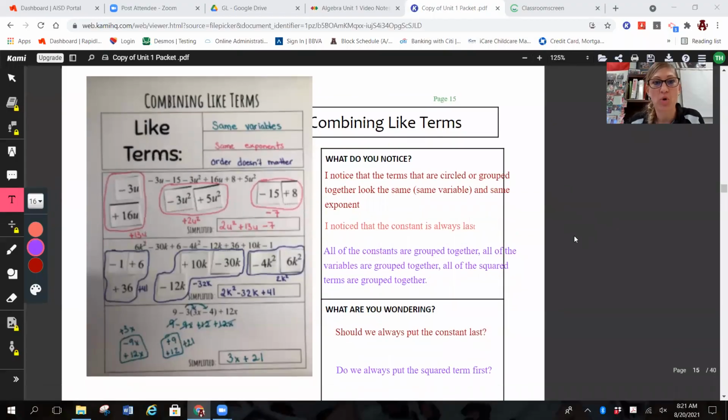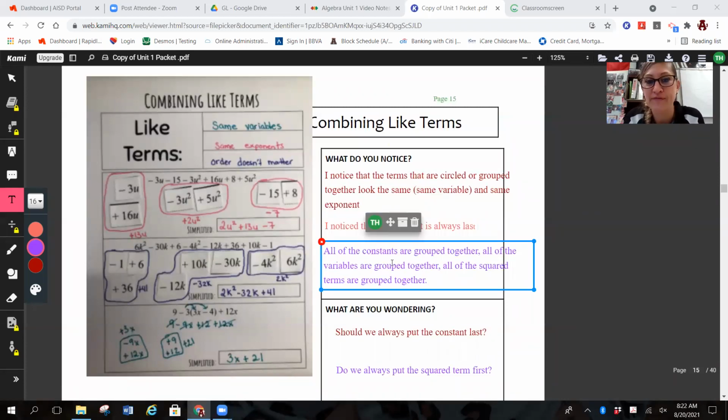Okay, I'm back. After looking over that picture, I noticed that the terms that are circled or grouped together look the same: same variable, same exponent. And then I also noticed that the constant is always last. On the first one, it said -7. On the second one, it said +41. On the third one, it said +21. So I noticed it was always last. And then I just reiterated that all of the constants are grouped together, all of the variables are grouped together, and all of the squared terms are grouped together.